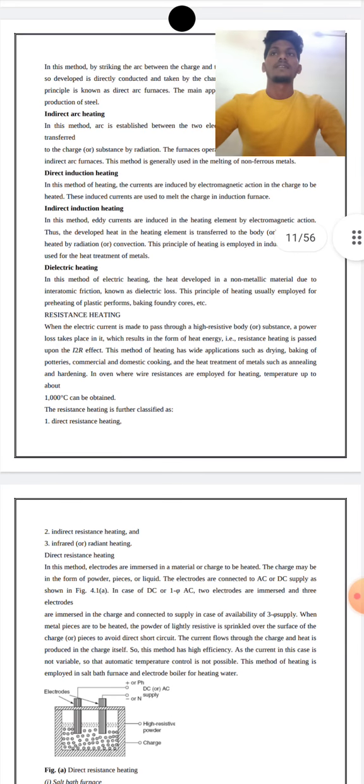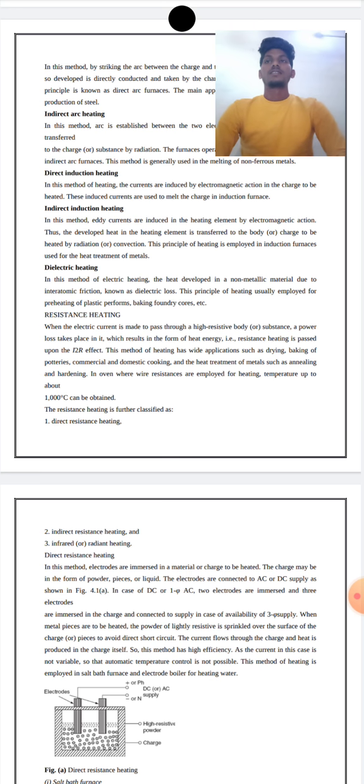Indirect arc heating. In this method, an arc is established between two electrodes. The heat developed is transferred to the substance by radiation. This principle is known as indirect arc heating. This method is generally used for melting non-ferrous metals.